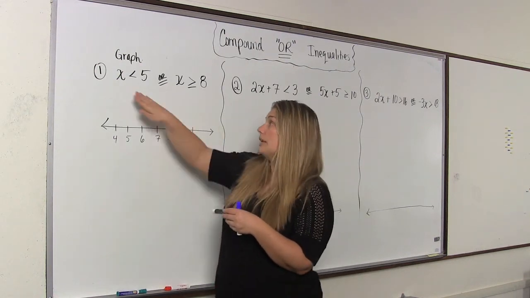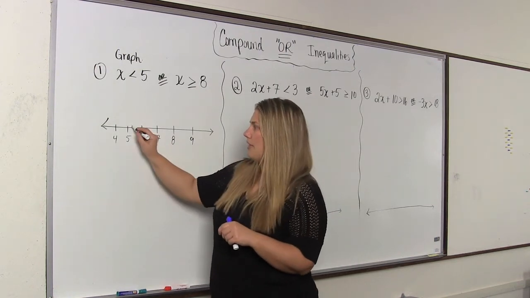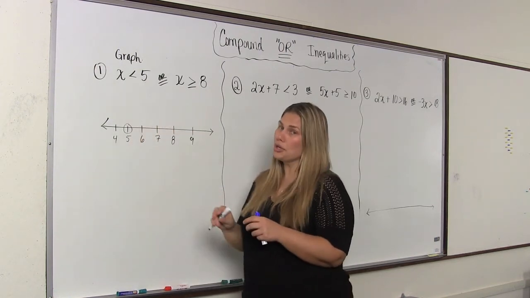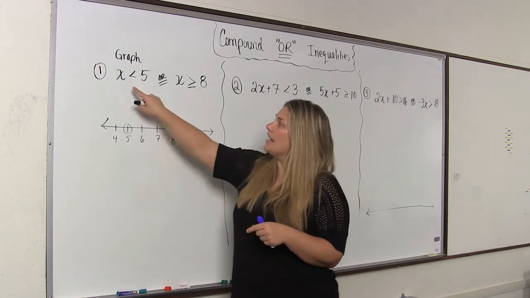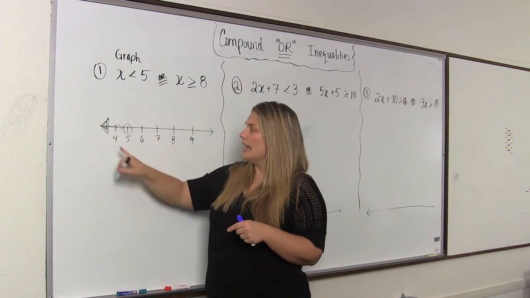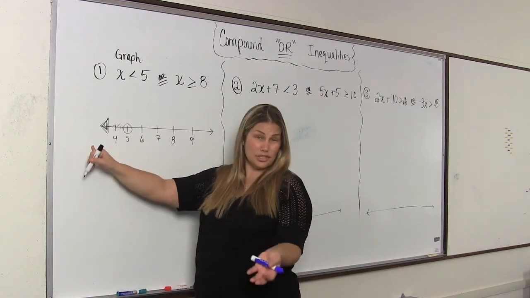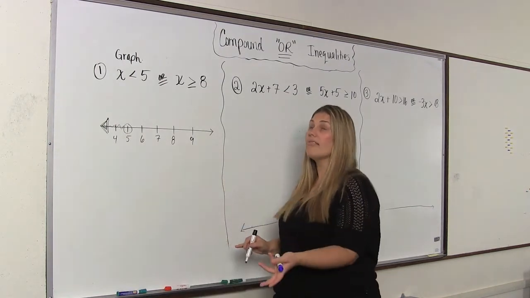So the first inequality it says is x is less than 5. So I would go to 5. It's an open circle because it's not equal. And if x is less, it goes to the left. And I'm going to draw an arrow because technically it's going to keep going. It could be 4, 3, 2, 1, any number to the left of 5.